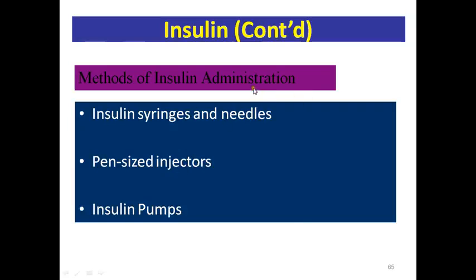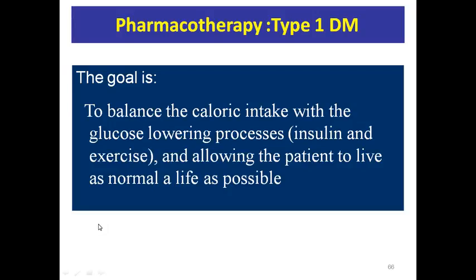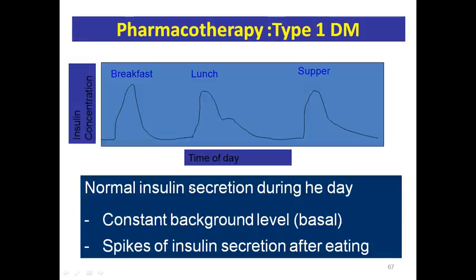So how will you give the insulin? You can give insulin with syringes or needles. There can be pen-sized injectors, and now insulin pumps, a newer therapy. The goal in type 1 diabetics is to balance the calorie intake with the glucose-lowering process, insulin and exercise, and allow the patient to live as normally as possible. So you have to maintain the diet with the insulin and exercise. They have to be managed in a way that the patient lives a normal life.